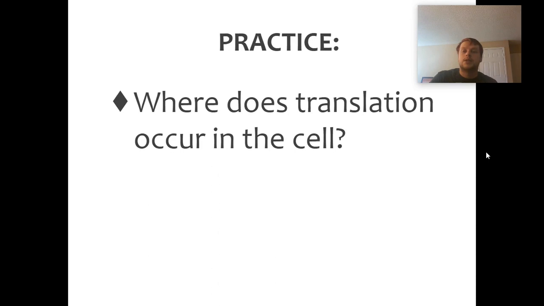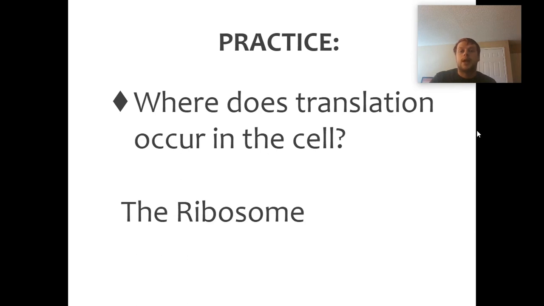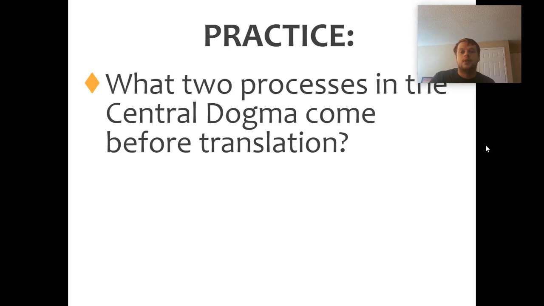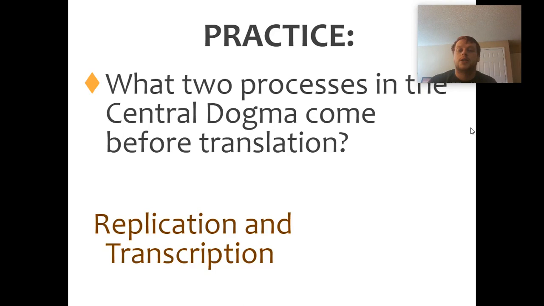Where does translation occur in the cell? Go ahead and pause. And the correct answer is the ribosome, which we've seen a few times during this presentation. What two processes in the central dogma come before translation? You can pause. The correct answers are replication and transcription.